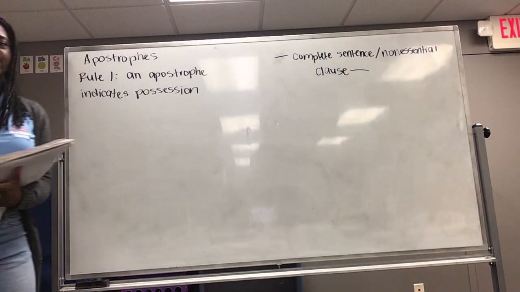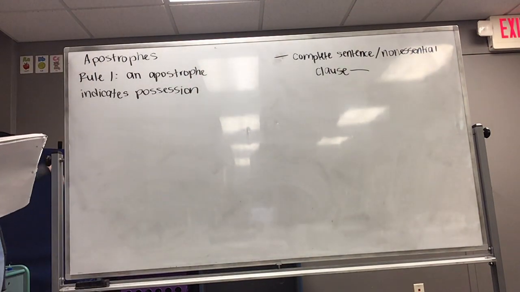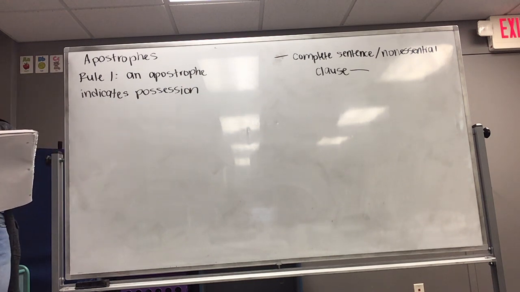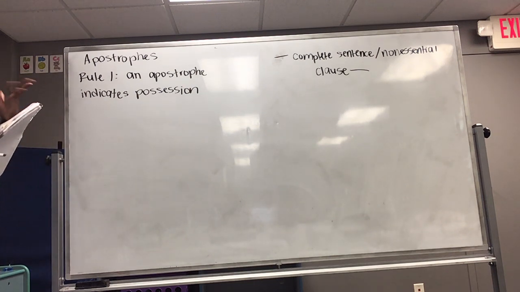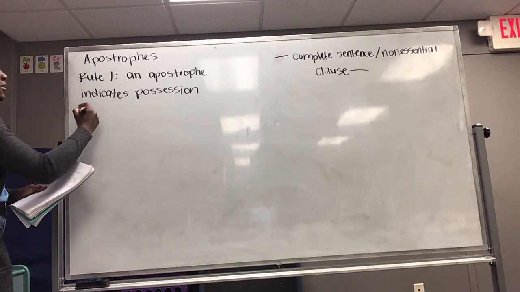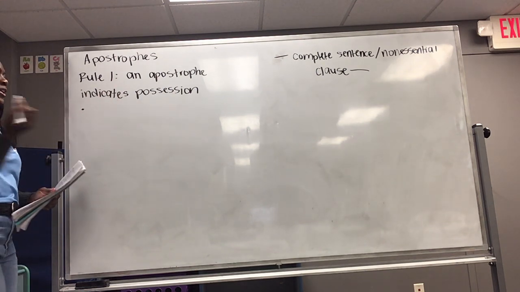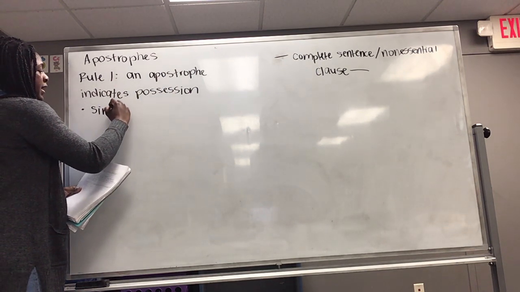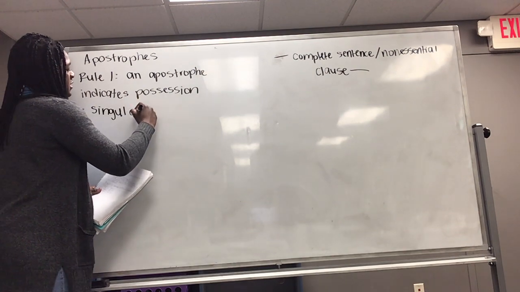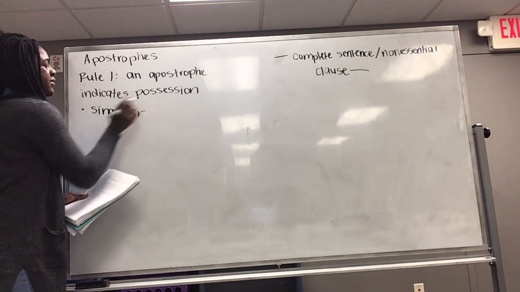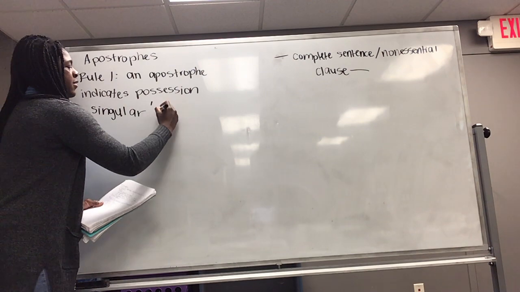So when you see an apostrophe, you're usually going to be talking about something a person is owning or that belongs to someone. I'll show you the format with these. If you see a singular word or noun and you're showing possession with that noun, it's going to be the singular word and then apostrophe S.